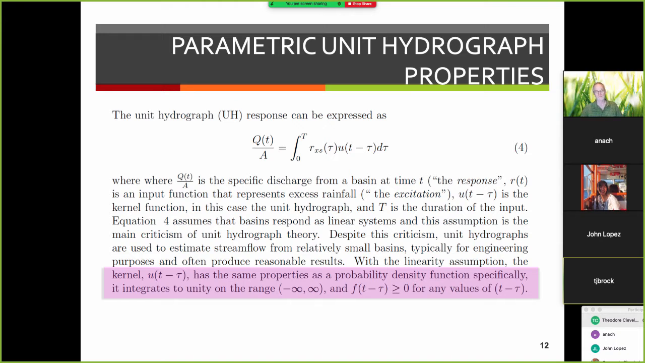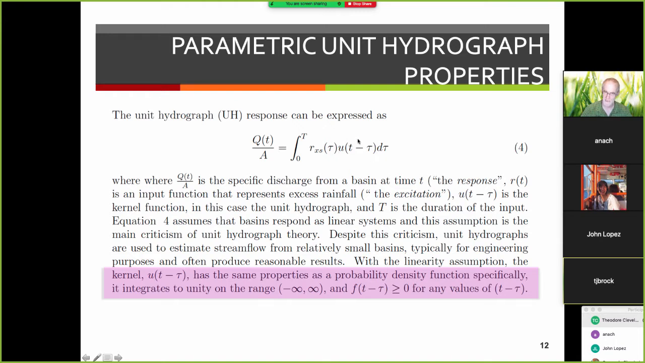With the linearity assumption, the kernel, that U of t minus tau, has the same properties as a probability density function. Specifically, it'll integrate to unity between minus infinity and infinity, and it's always greater than 0 for any values of time greater than 0. So it has properties of a probability density function that are defined from 0 to plus infinity. We can use that advantage in picking functional forms of the unit hydrograph.